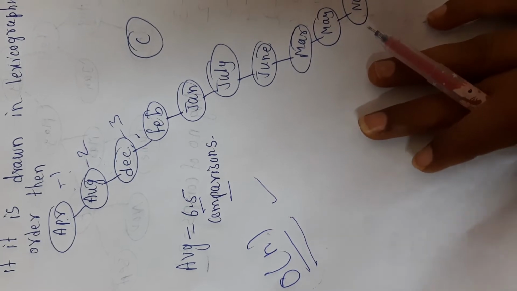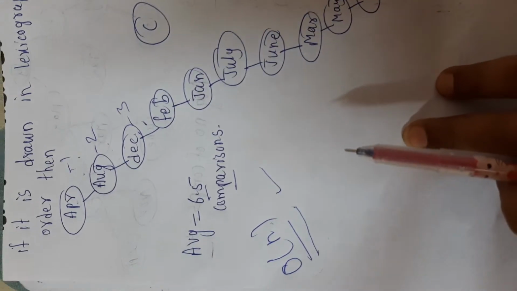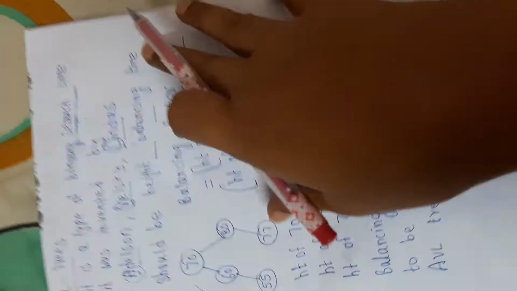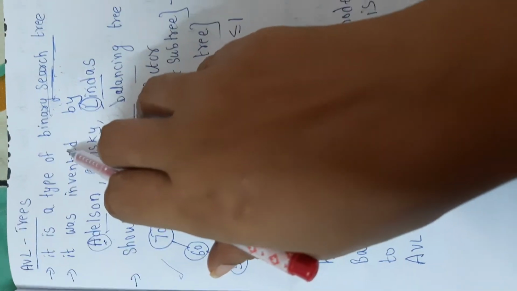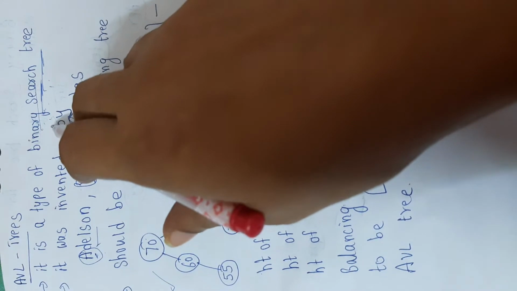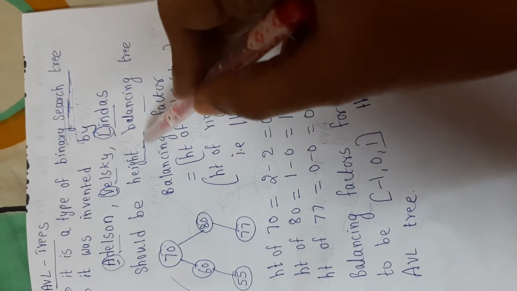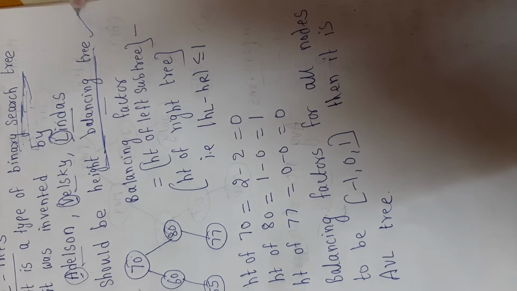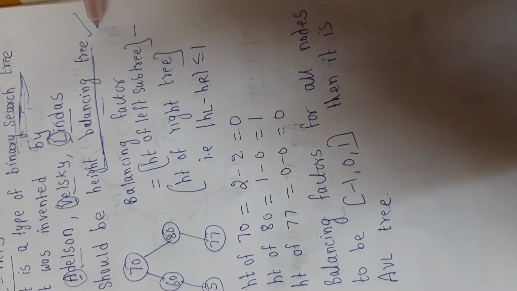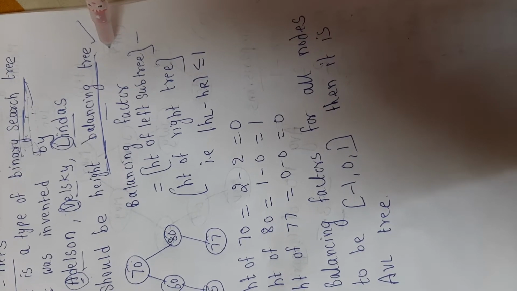Now we will see what properties the AVL tree should satisfy. As I already said, the first property is that it should be a binary search tree, and another property is that it should be a height balancing tree. So what is this height balancing tree?